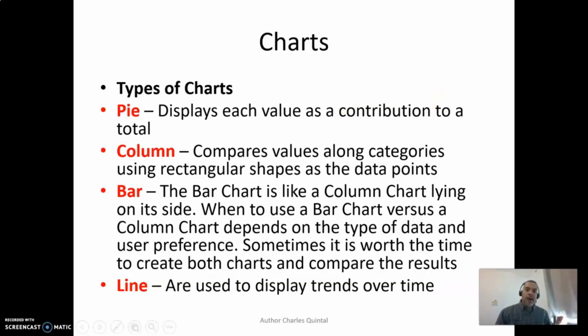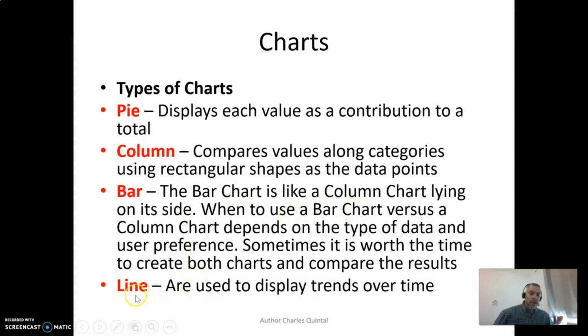Okay. Then you have the column chart. This is a nice one you do in maths when you're drawing your charts. And this one compares values along categories using rectangular shapes as the data points. So those actual shapes you see are called data points. And when you draw them in maths, that's basically what you're drawing, and that's the name given to it. A bar chart is very similar to a column chart, but it's on its side. And when to choose a bar chart or column chart depends on the type of data and user preference, and sometimes it's worth comparing both to see the results.